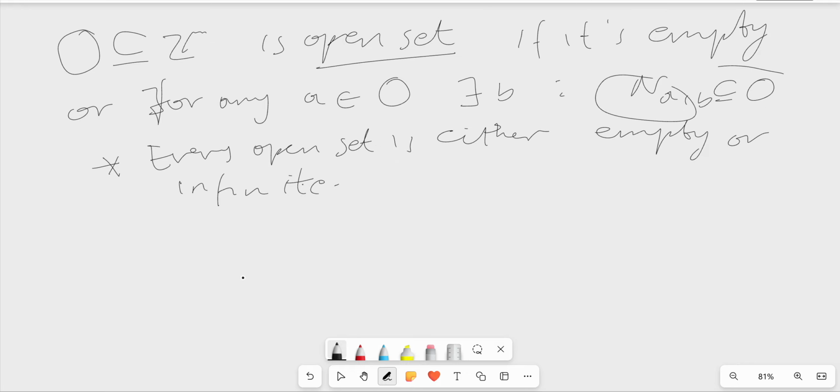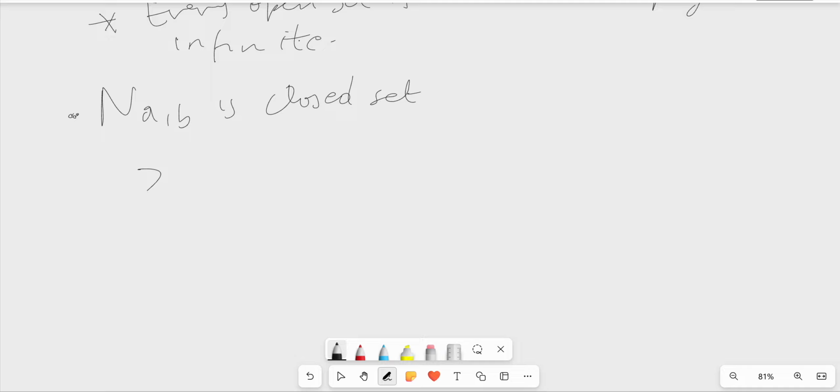Remember, we are waiting for a contradiction, and another thing to notice is that NAB is a closed set. What does closed set mean? In topology, it's much easier to define some things, and a closed set is a set whose complement is open. So we can see that the integers minus NA, and we are working with the topology on Z, will be a union of N A plus I B.